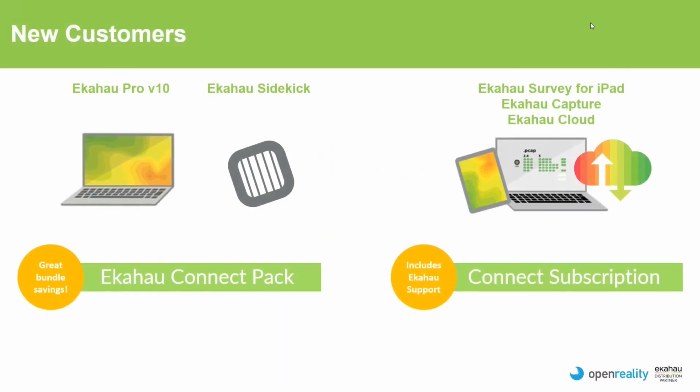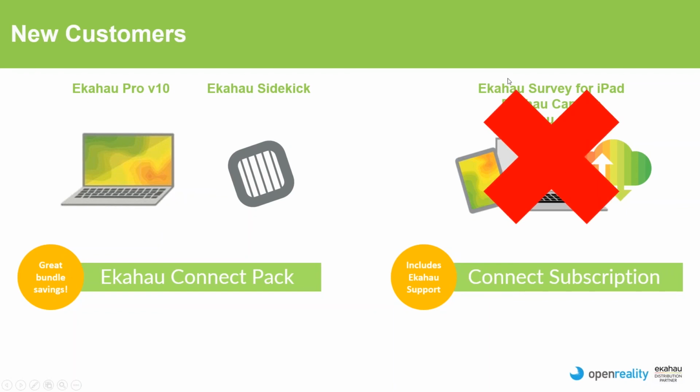Okay, so if you're interested in Connect and you want to get hold of it, what is it you need to buy? So we briefly discussed this earlier. There's the Connect pack, which gets you Pro and Sidekick, and then you've got the Connect subscription, which includes Survey for iPad, Capture, and Cloud. So it's basically 2 line items. Now your subscription is 12 or 36 months, as we said. If you don't renew the subscription, you will lose access to Survey for iPad, Capture, and Cloud. So that's just worth bearing in mind.